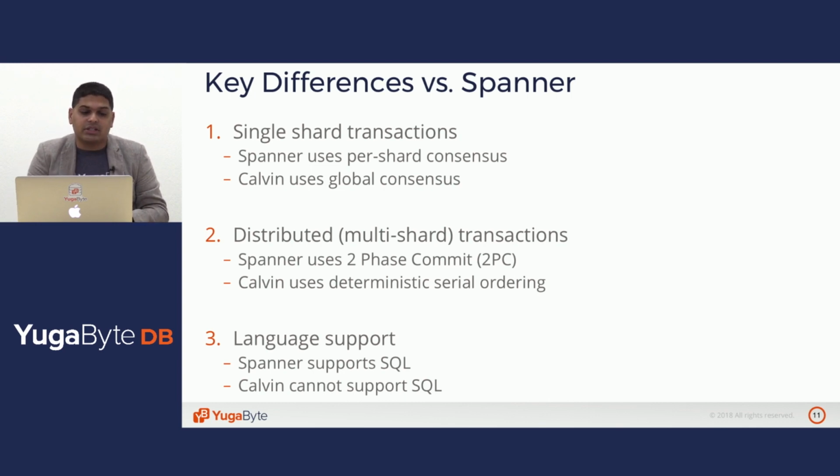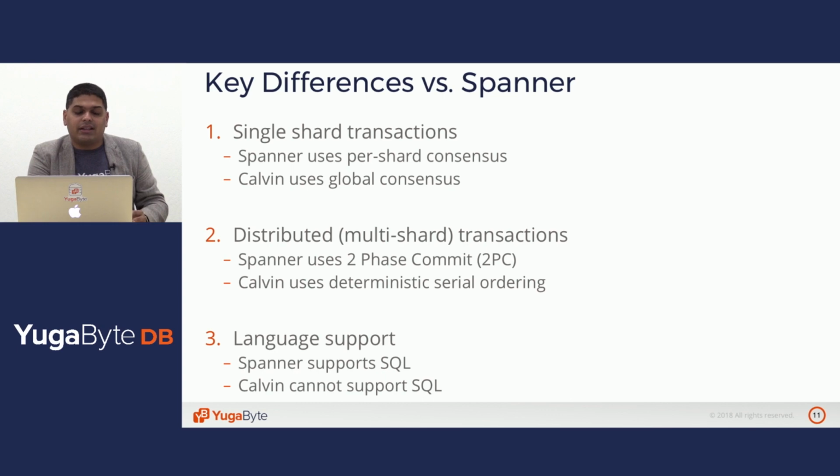For single shard transactions, Spanner uses per shard consensus. Each shard inside Spanner has its own Paxos group, whereas in case of Calvin, there is a single global consensus, which can be Paxos or Raft or some other distributed consensus protocol. When it comes to multi-shard or distributed transactions, Spanner has to use a two-phase commit to make sure every shard who owns a piece of data in that transaction participates in a global ordering scheme. Whereas Calvin uses deterministic serial ordering on the global consensus leader that we just talked about.